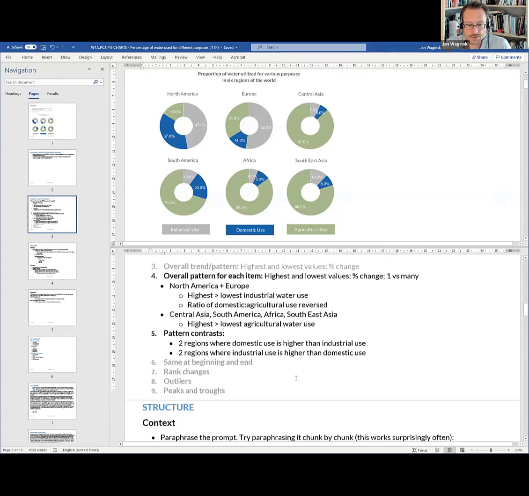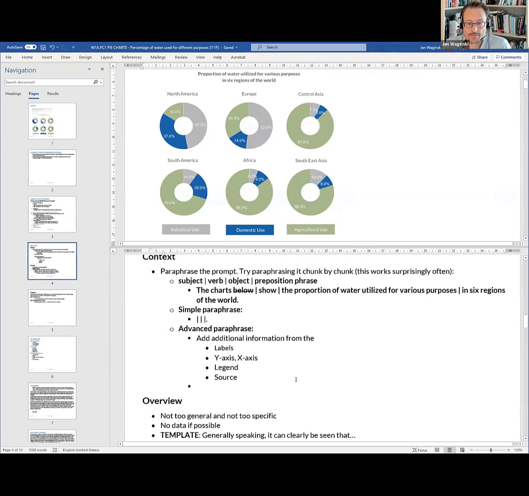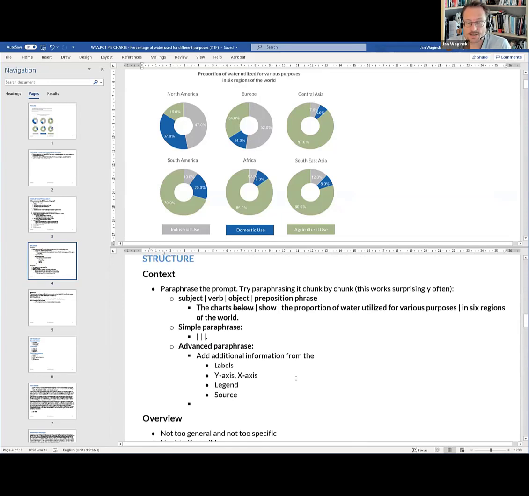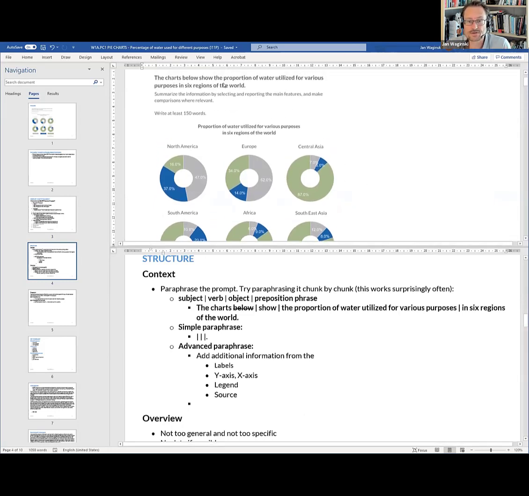Let's talk about the structure. Our first body paragraph always has two parts and two parts only. It's the context and the overview. So to write the context, and that's the most general description of this kind of graph, you just need to paraphrase the prompt that they give you. So this business here that IELTS provides. I would always try to paraphrase it chunk by chunk because this does work surprisingly often.